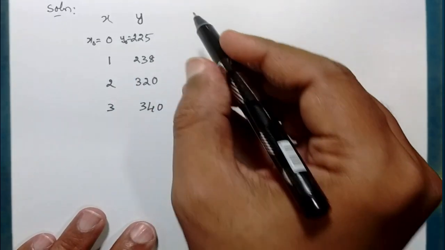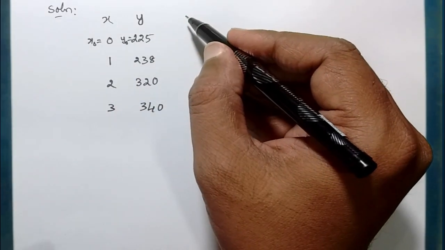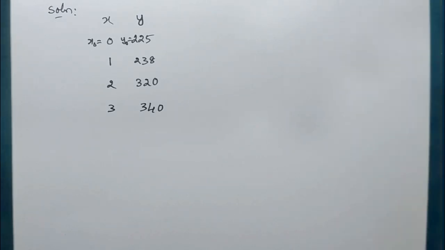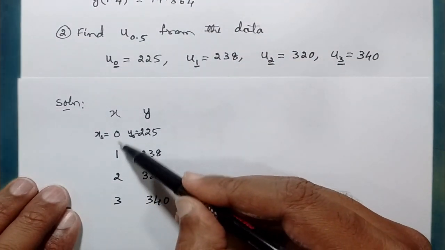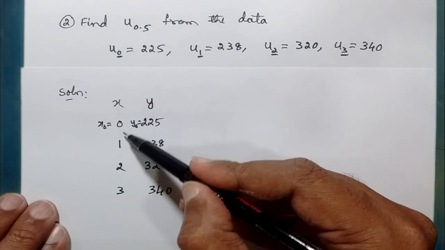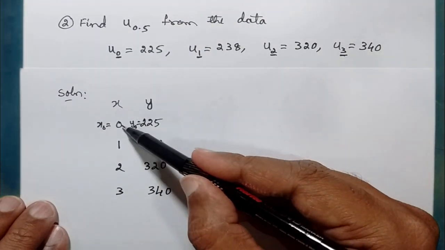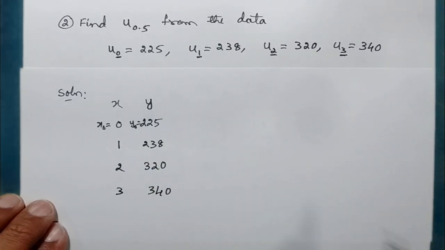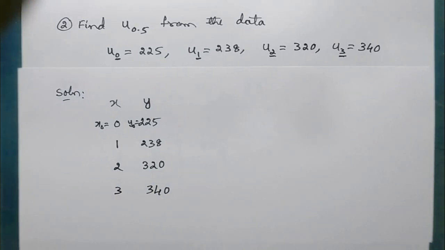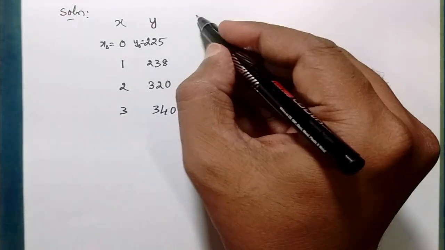Now you need to find out u of 0.5, and the value of 0.5 is nearer to the beginning. So you can check it over here. This 0.5 comes between 0 and 1. Because this 0.5 is nearer to the beginning value of x, we have to use Newton's forward interpolation formula. Now let us calculate the forward difference.